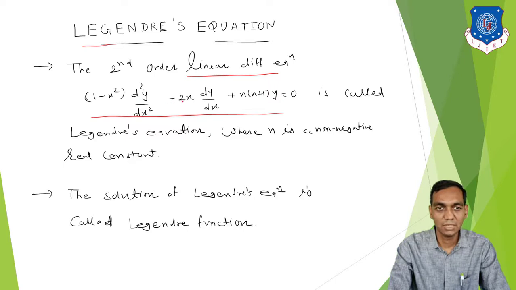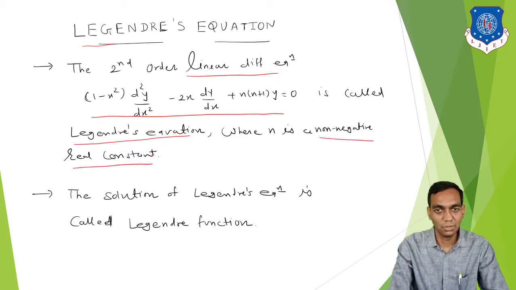First of all, the second order linear differential equation (1 minus x squared) y double dash minus 2x y dash plus n(n plus 1) y is equal to 0. This equation is called the Legendre equation, where n is any non-negative real constant.